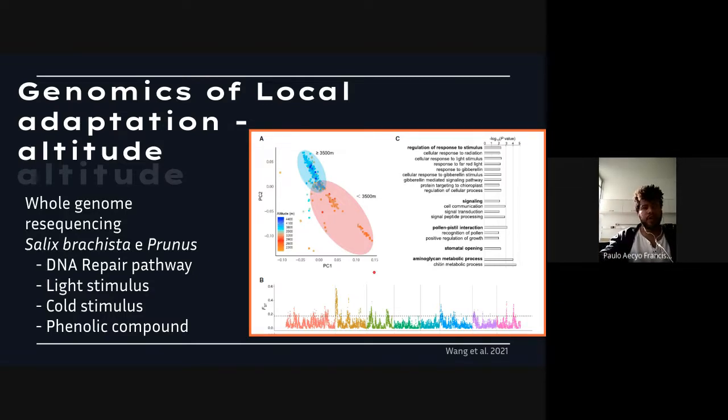So for a more even analysis through the genome, it's possible to perform whole genome resequencing at a medium coverage, which may be used to detect signs of selection through the genome. And it in fact has been used to study local adaptation to altitudinal clines, for example, in Salix brachista and species of Prunus, making it possible to detect signs of selection in genes related to the DNA repair pathway, light stimulus, cold stimulus, and production of phenolic compounds.